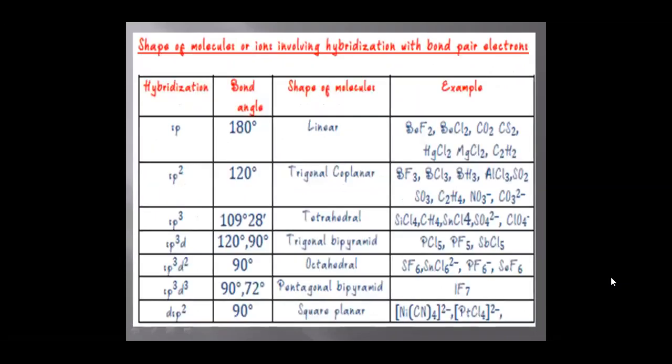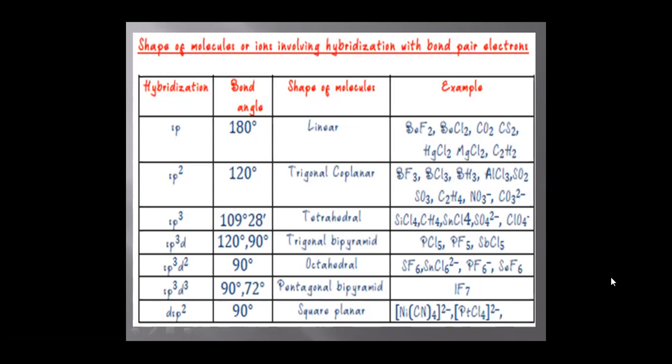Shapes of molecules or ions involving hybridization, with bond angle and bond pair electrons. For sp hybridization, the bond angle is 180 degree and the shape of the molecule is linear. For sp2 hybridization, the bond angle is 120 degree and the shape of the molecule is trigonal coplanar. For sp3 hybridization, the bond angle is 109 degree 28 minutes and the shape of the molecule is tetrahedral.